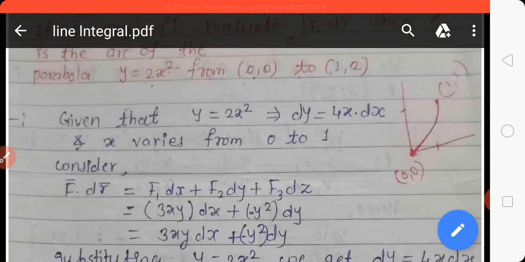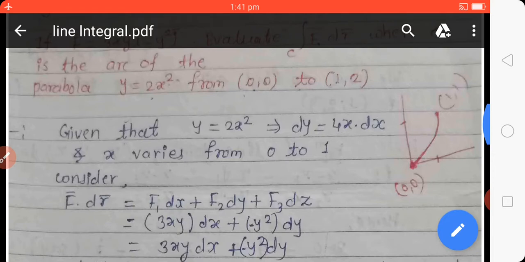Now from the given, we can calculate the value of the line integration. Here, given that y is equal to 2x squared, this implies dy is equal to 4x dx, and x is from 0 to 1. Now we can calculate the value of F bar dot dr bar.